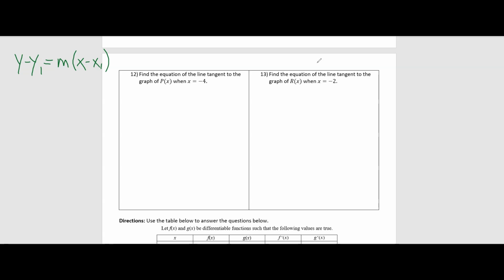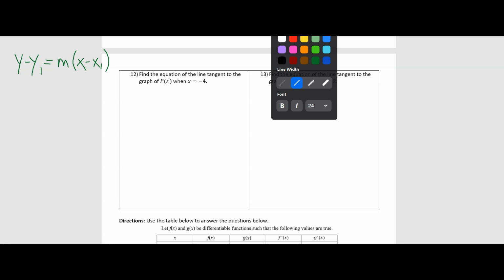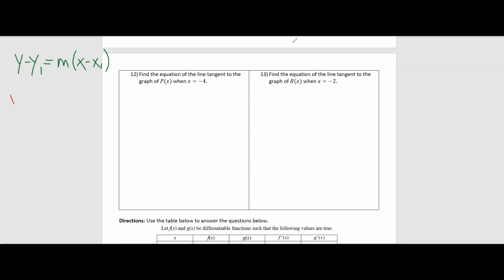Now, you know you have to find three things, x1, y1, and m, but it's your choice as to the order in which you do that. We already know the slope of the tangent line, the derivative of p when x is equal to negative 4. We found that for number 10. It's equal to negative 8. So I get y minus y1 equals negative 8 times the quantity x minus x1. Now we just need to find x1 and y1.